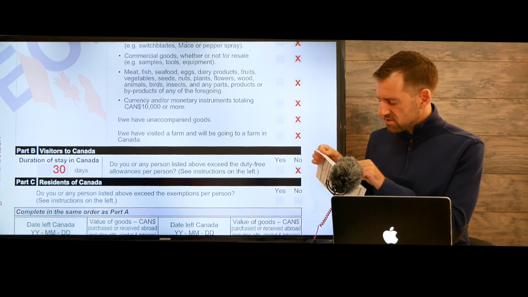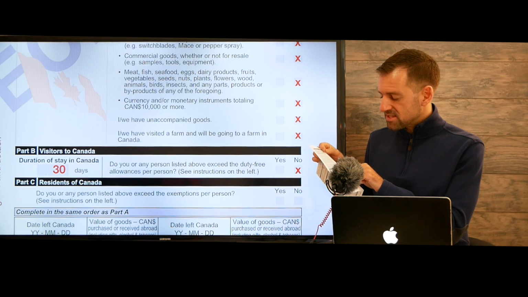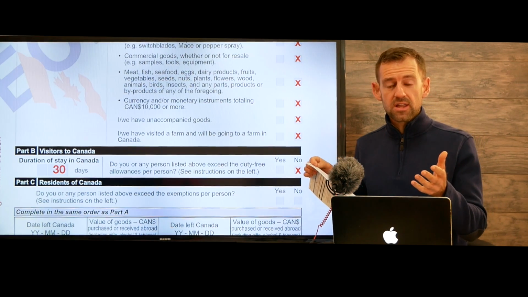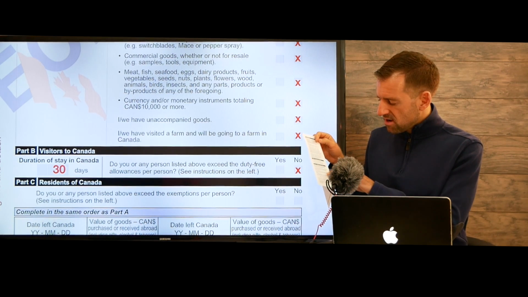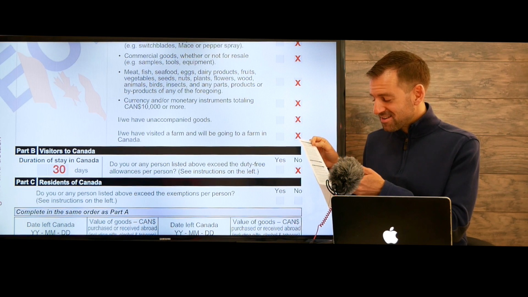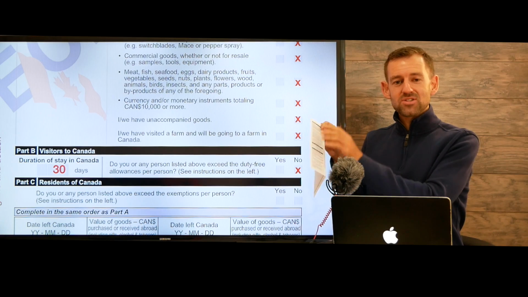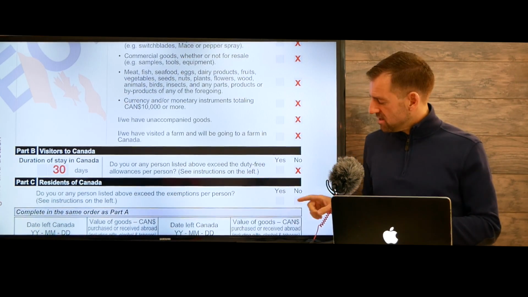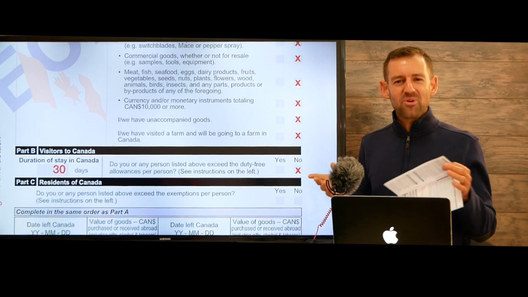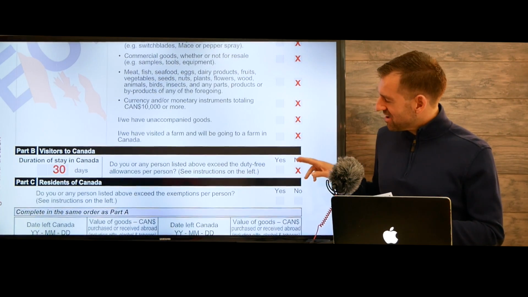So gifts and alcohol and tobacco. Are you bringing any alcohol in? You're allowed to bring some. See here it says you're allowed to bring 1.5 liters of wine or 1.4 liters of liquor or 24 beers. Okay, so 200 cigarettes. Look, it's just right here. The instructions are here. If you go over it, then you need to do yes, but you're probably not bringing any of that into Canada, so no.